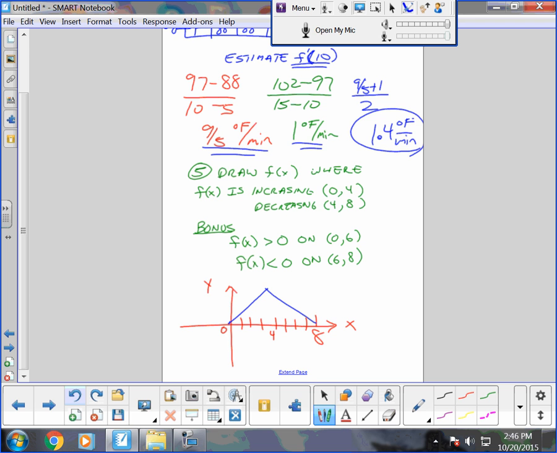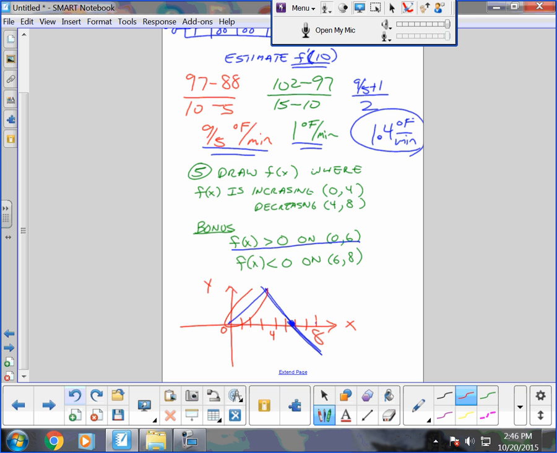I want f of x greater than 0 from 0 to 6. And from 6 to 8, I want f of x to be less than 0. So I'm going to change the graph here for that condition. I am doing the second condition now. I want you to see the difference here.